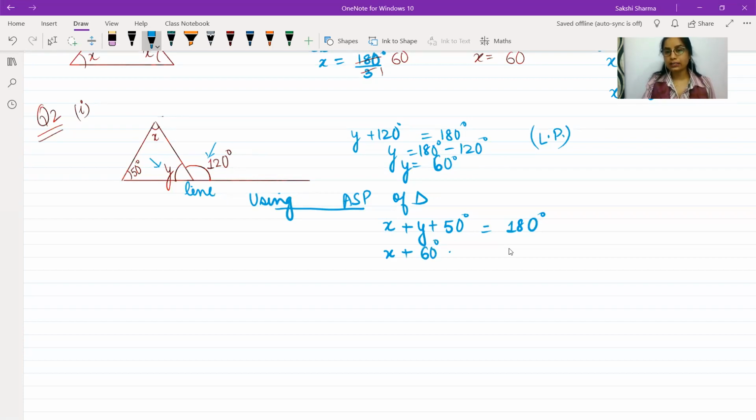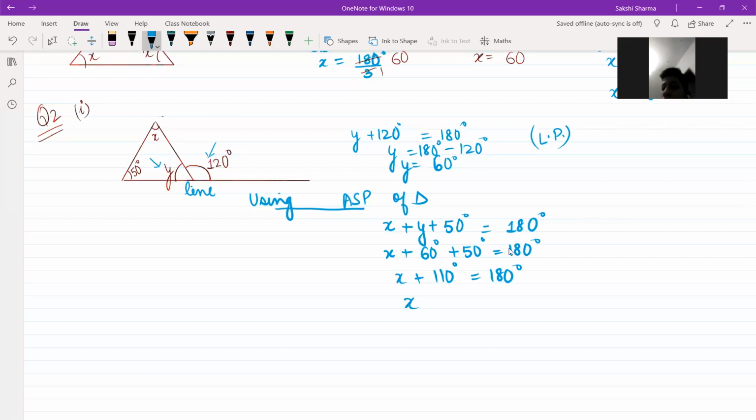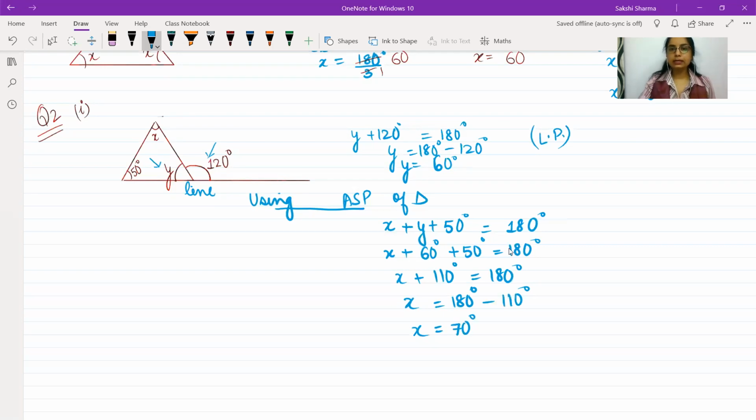So I can use y plus 60 plus 50 equals 180 degrees. Now you can solve this equation. Yes, ma'am. 180 minus 110. So x comes out to be 70 degrees. This is your answer.